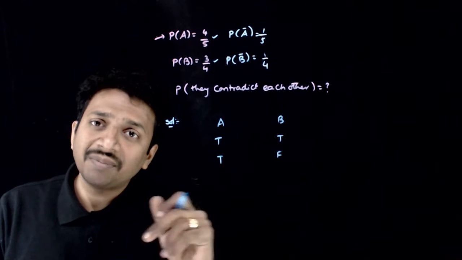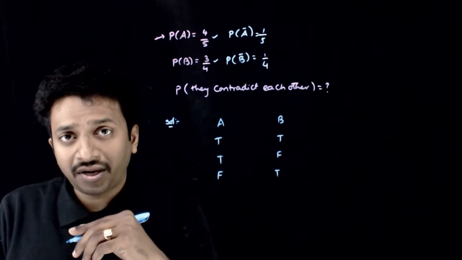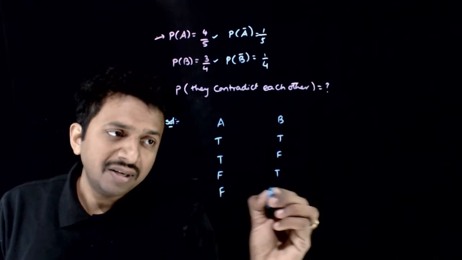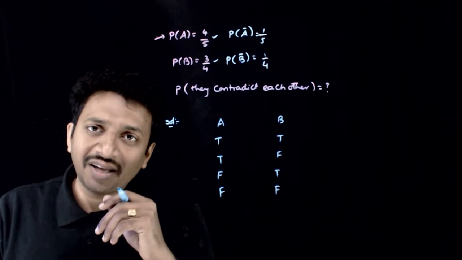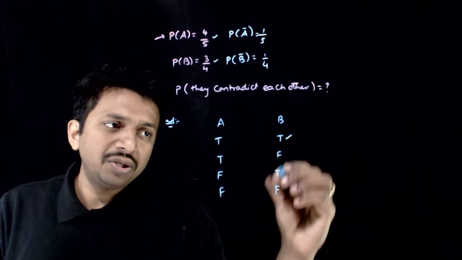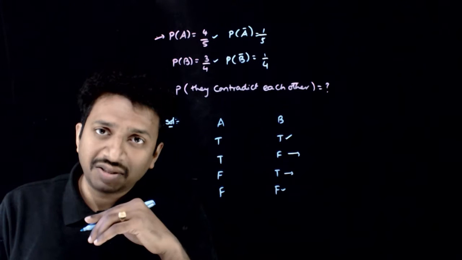One says something, the other says something else. If A speaks false and B speaks truth, they contradict each other. If both of them speak false, they don't contradict each other again. So, in these two cases, they don't contradict each other. These are the two cases where they contradict each other.